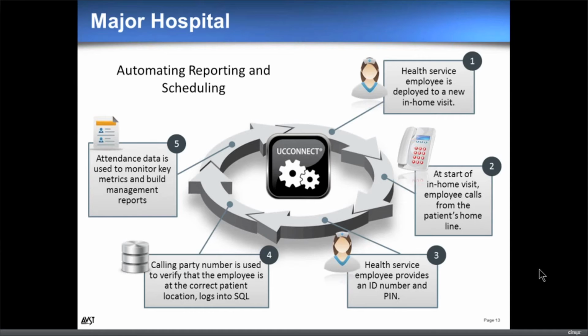Again, bullet 4, calling party number is used to verify that the employee is at the correct patient location. That's written into a back-end database. And number 5, the attendance data is used to monitor key metrics and build management reports. So the field service employee calls in when they arrive at the appointment, and then at the end of the appointment, they call in again and report that they're leaving. And so there's some information there that, yes, they were at the right place, they were there for this period of time, and it's a valuable management tool for the hospital administration.